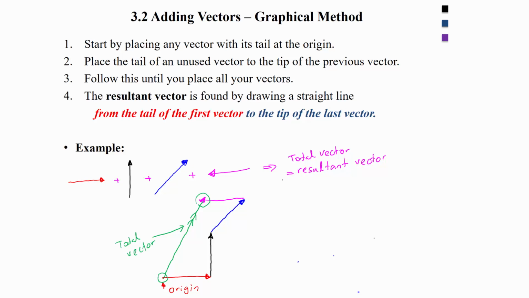Your final answer will not depend on the order you choose. You can start with the black vector instead of the red vector, but you should end up with the same total, final resultant vector. We will learn more about adding vectors in the next video lesson.